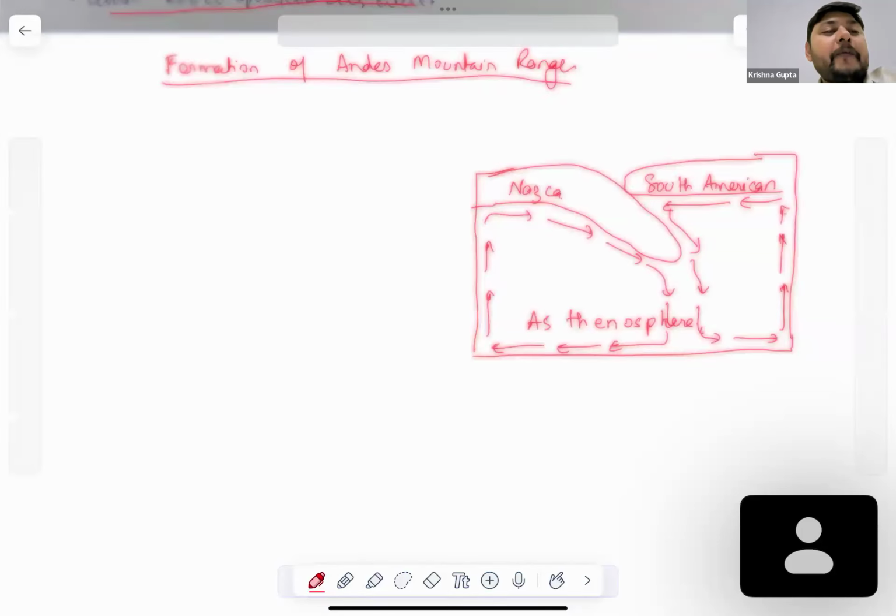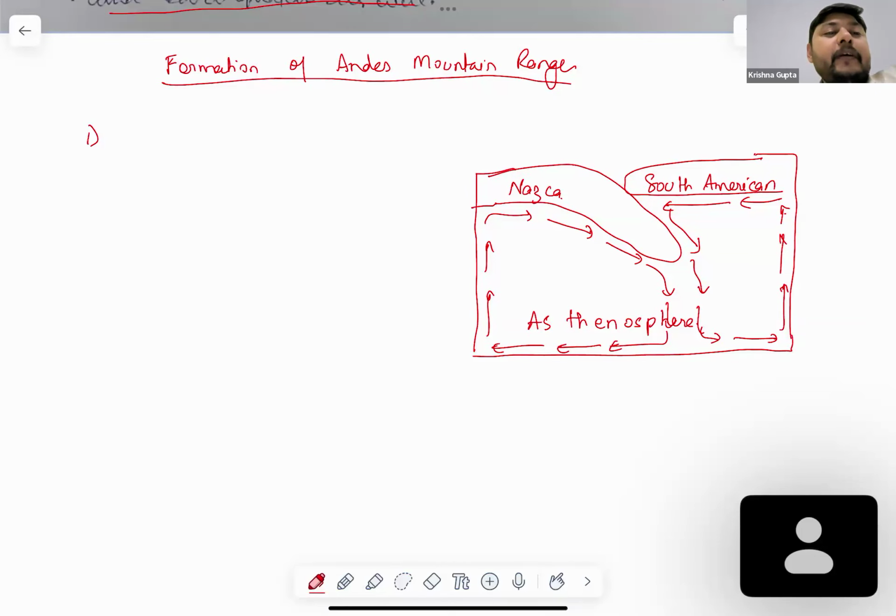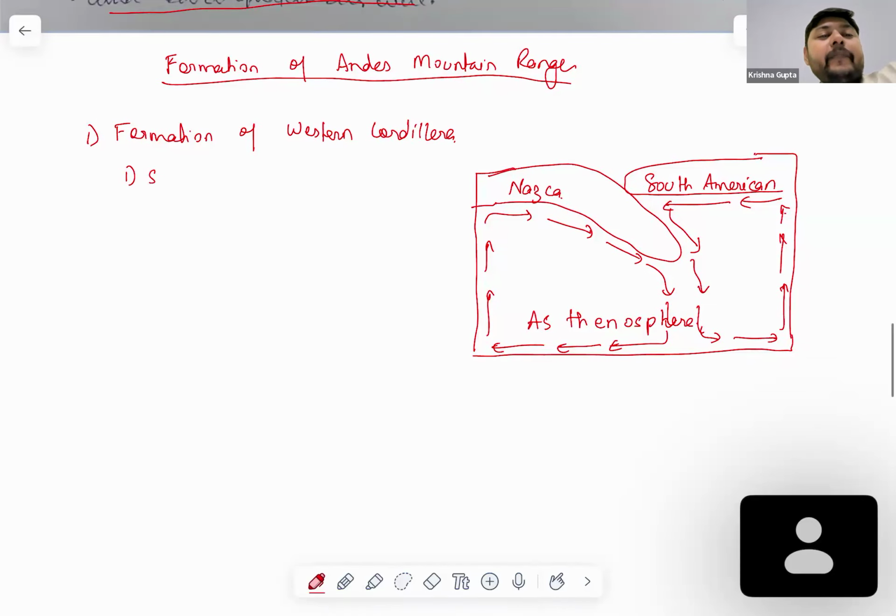Now, first we'll be explaining the formation of the Western Cordillera. So here we will be seeing that, number one, the South American plate broke off from Gondwanaland. Okay, it started to move. It basically didn't move, but yes, there was the motion of the plate. So there was westward motion in the form of convergence.